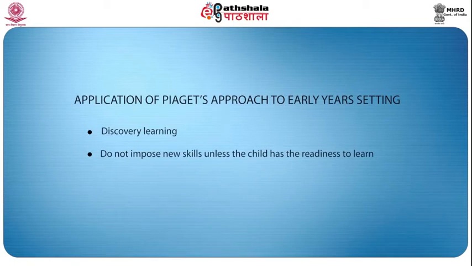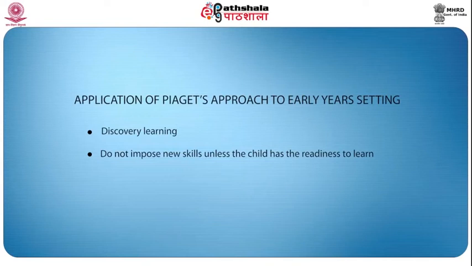Piaget stresses the level of thinking of a child at various ages, and he also argues that unless a child is ready to learn a particular skill, he or she should not be imposed on it, because that becomes just a superficial memorization rather than a deeper understanding.